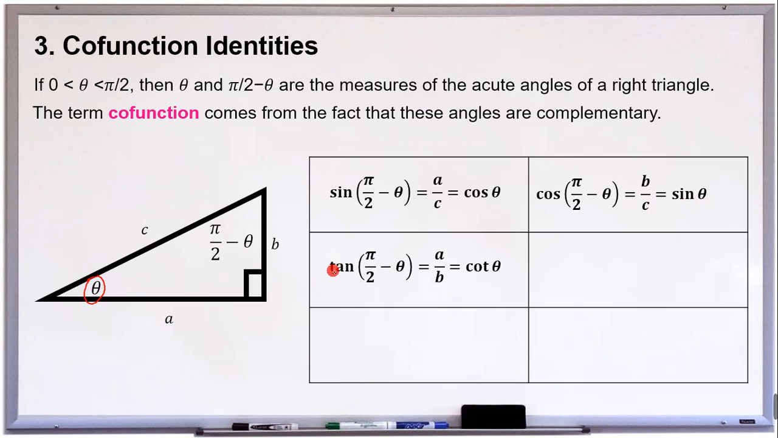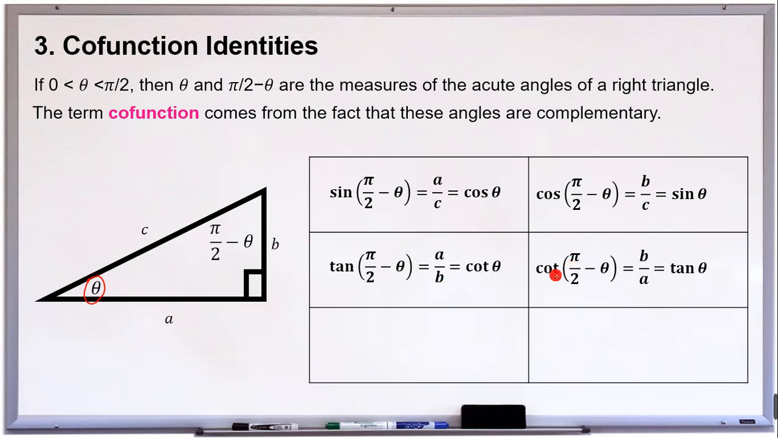Now for the tangent, so tangent of 90 minus theta, we all know that tangent is the ratio of the opposite side over the adjacent. So for this angle, the opposite side is A, and the adjacent side is B. So from theta's perspective, the ratio of A over B is simply equal to the cotangent, because cotangent is the reciprocal. B here is the opposite, and A is the adjacent. So cotangent is adjacent over opposite.